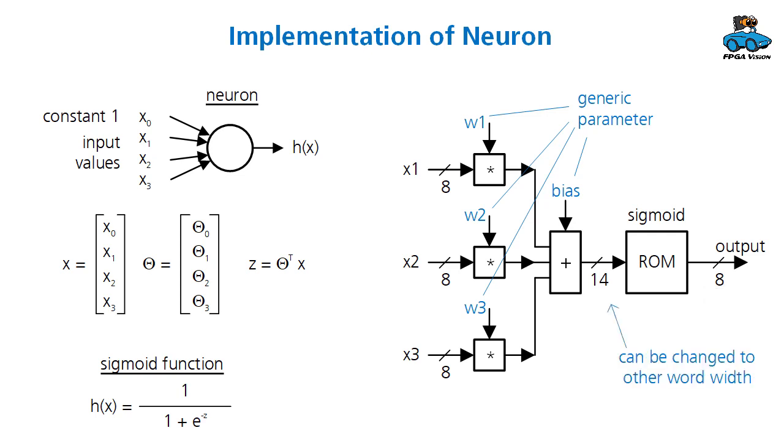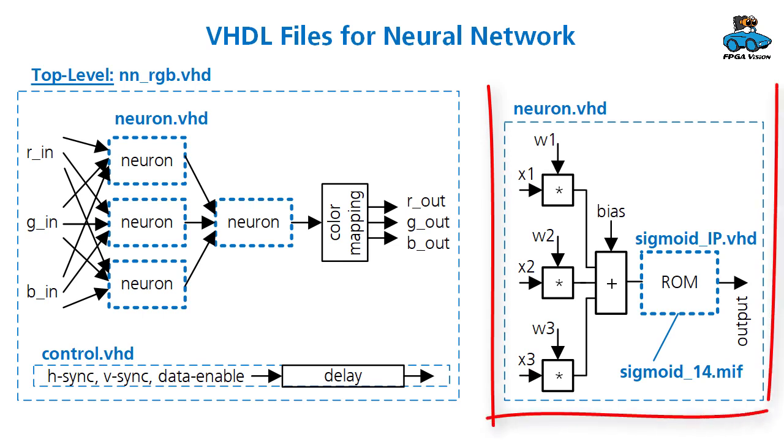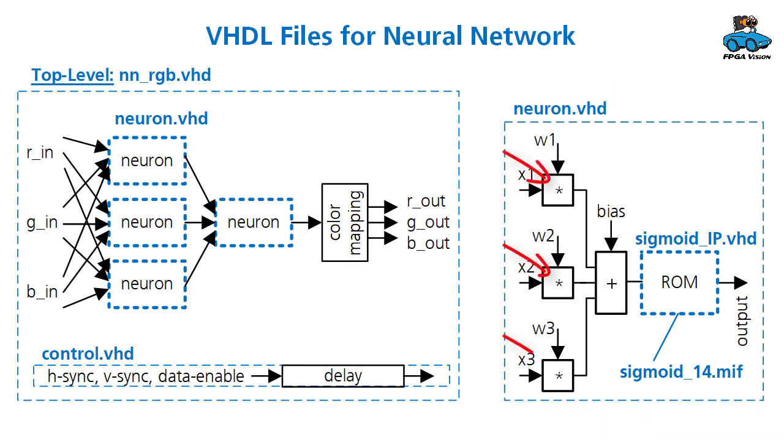The word width can be changed. We have 14 bits here, but other values are possible, which gives a different resolution. The submodule neuron.vhd follows this structure. We have the multiplications, we have an addition, and then we use a submodule for implementing the sigmoid function as a ROM. And here we have a MIF file with the memory content.